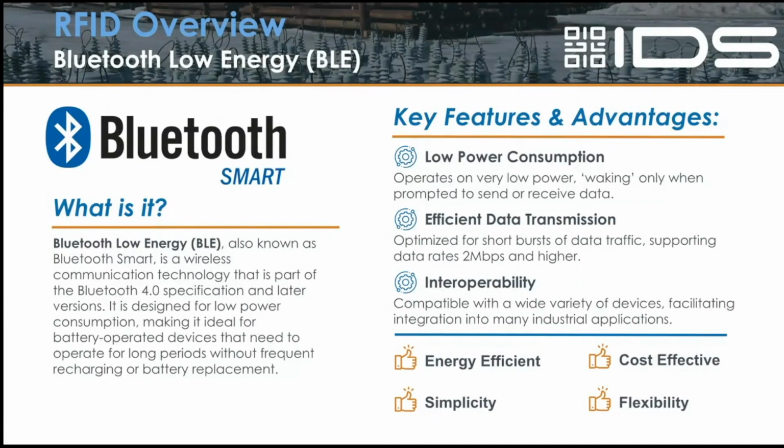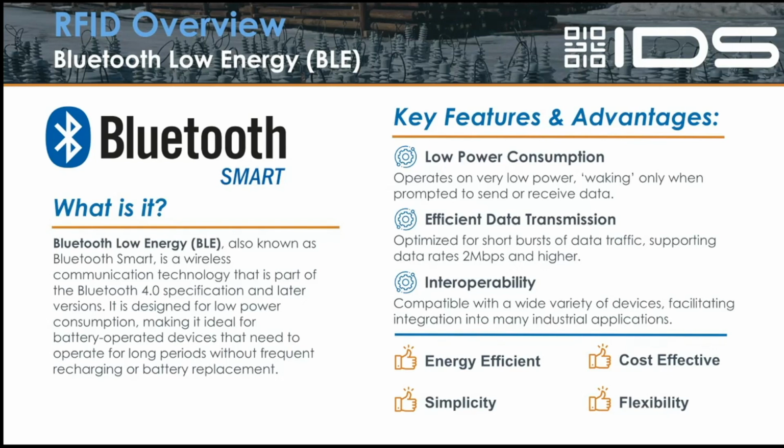So Bluetooth, this is what we're using in our new version of MOBILETrak RFID, which I'm going to talk about in a minute. Bluetooth Low Energy, also known as Bluetooth Smart, is a wireless communication technology that's part of the Bluetooth 4.0 spec and later. It's designed for low power consumption, making it ideal for battery-operated devices that need to operate for long periods. So really what we're talking about is an RFID tag that contains a battery.